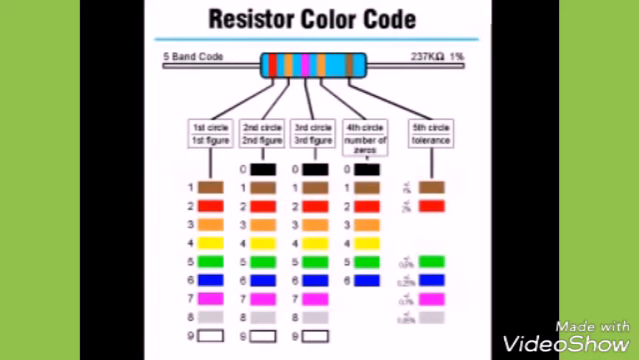For precision resistors, the first, second, and third bands give the first 3 digits of the resistance value. The fourth band is the multiplier band. The fifth band is the tolerance band. A brown band represents a 1% tolerance, a red band 2%, a green band 0.5%, blue 0.25%, violet 0.1%, and a gray band represents 0.05% tolerance.